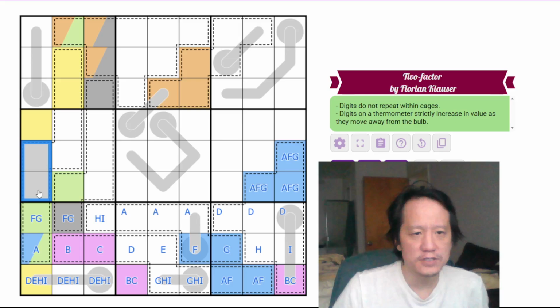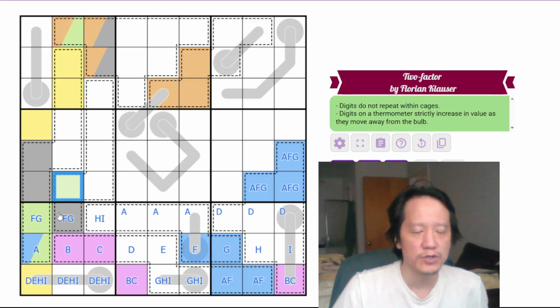Because this digit has to be one of these. It cannot match this because it's in the same cage, so it must be one of these two. Again, these two must match these two because there's no other place. It can't be here because they're in the same box. Can't be here because they're in the same cage. So it must be these two. So these two match these two.